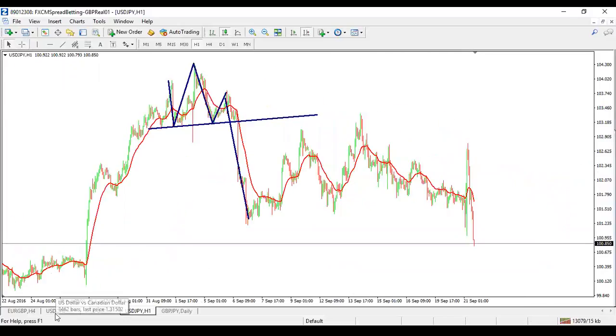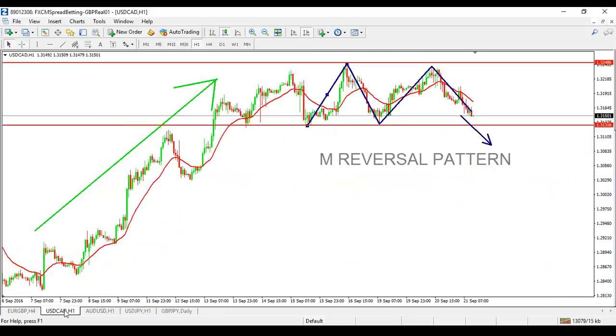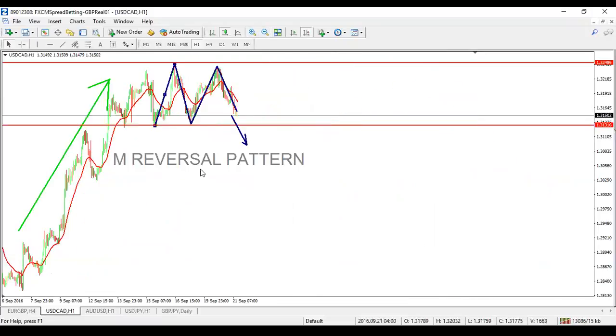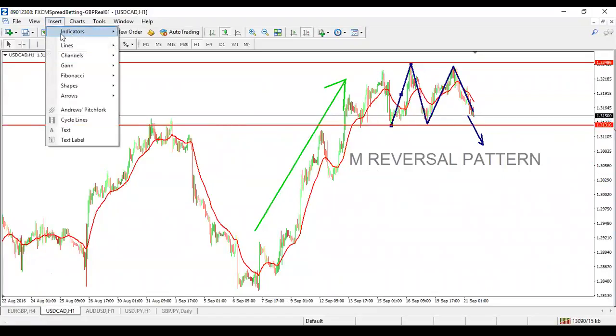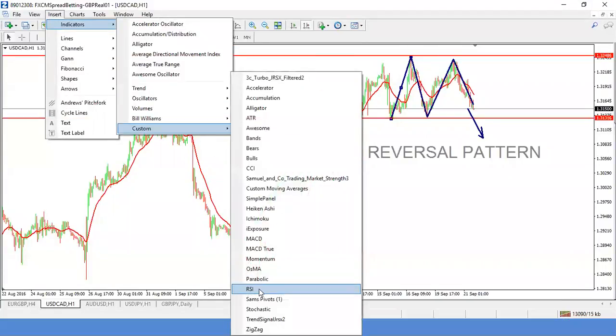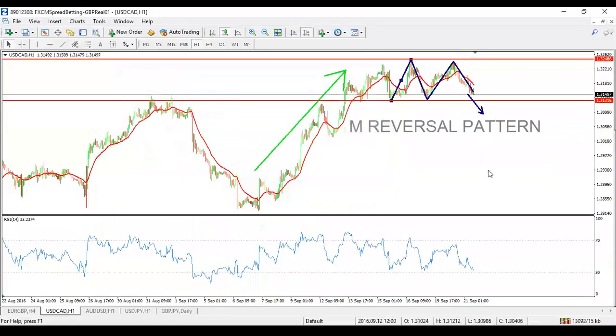That's it, guys. I've currently got an M forming on USD CAD on the hourly. Now, I don't know how this is going to play out. I know this is trading real time. I know I've had a huge uptrend. Now, if I throw in my RSI, I've got massive divergence there.